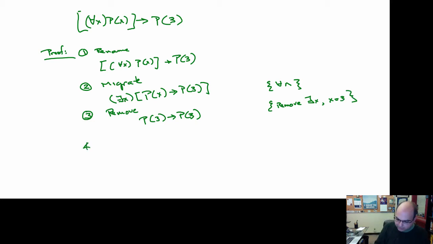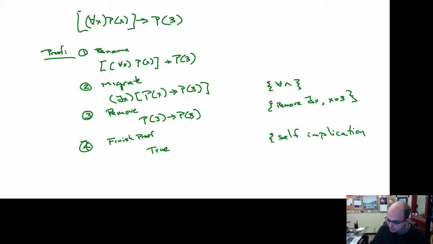Okay, so now comes the fourth step, and I didn't actually show that separately because that's what we did at the very beginning, which is just finish the proof, okay? And p of 3 implies p of 3. Well, actually, that's just equal to true, okay? And what we have here is self-implication. So there we go, QED, okay? That proof is completely done, okay?